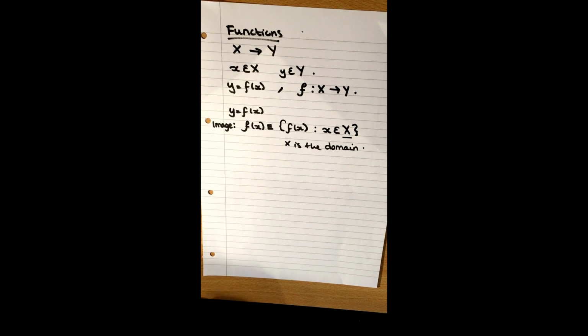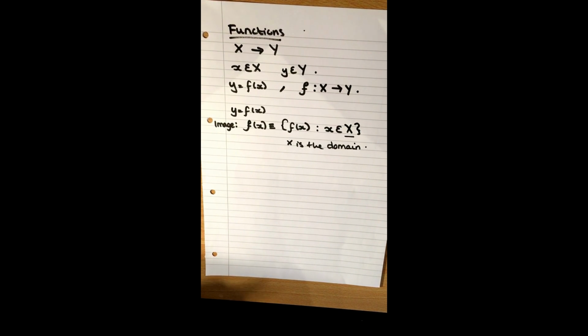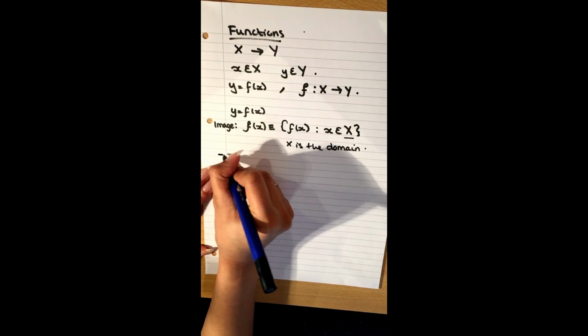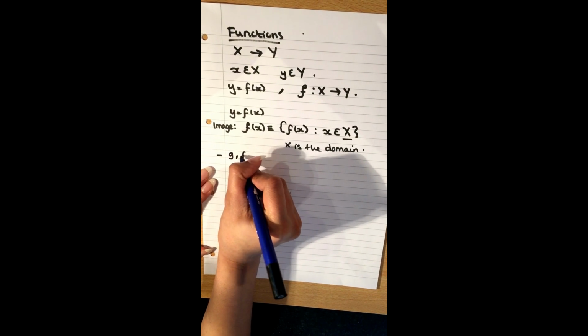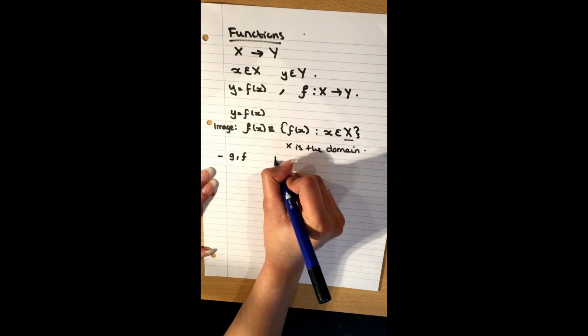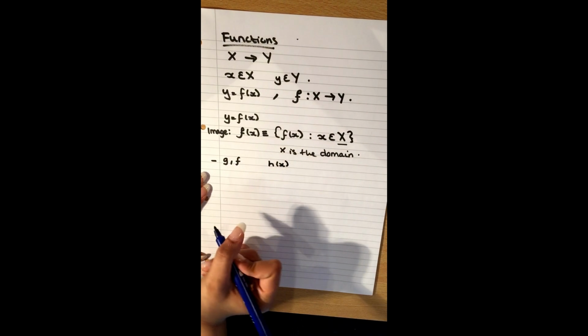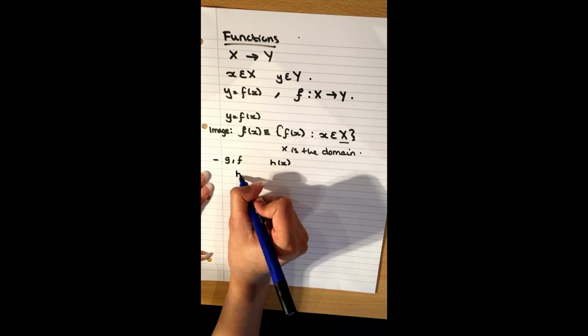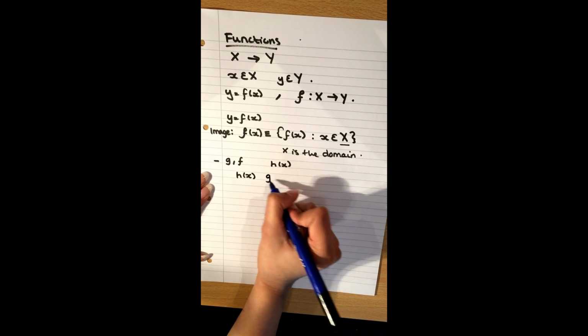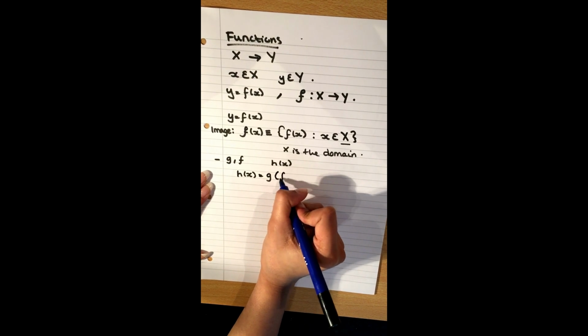So the composition, or composite function, of two functions, so your two functions are g and f, is the function h of x. So now h of x is defined as g of f of x.